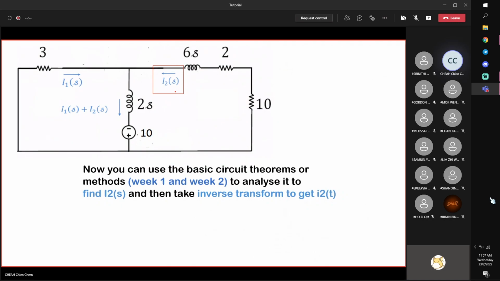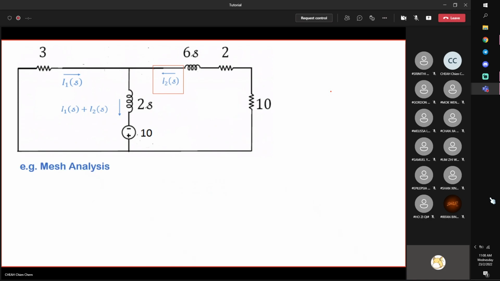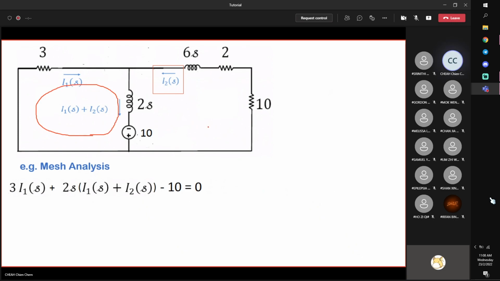After that, treat it as something similar to a resistor network. Use any methods that you wish. For example, nodal also can, mesh analysis also can, to solve these circuits. The only difference is that after solving it in the Laplace domain, you have to take the inverse Laplace transformation to get back to the time domain. I'll use mesh analysis over here, which says that you take Kirchhoff's law around each of the loops.